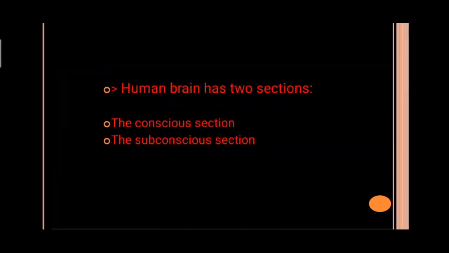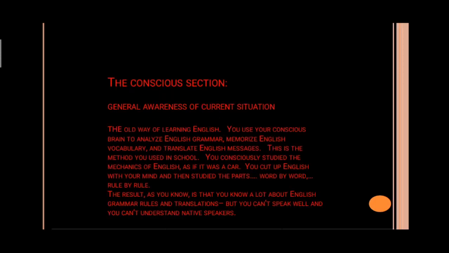We need to understand about this first. The human brain has two sections. The first one is the conscious section, and the second one is the subconscious section. Now, what role do these sections have to play in learning a language? Here we are talking about learning English. So let's move on to the first one, the conscious section of the brain.